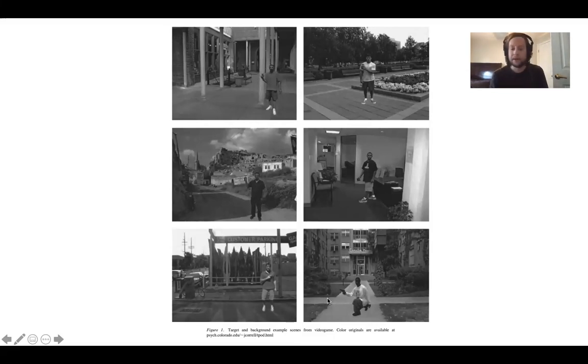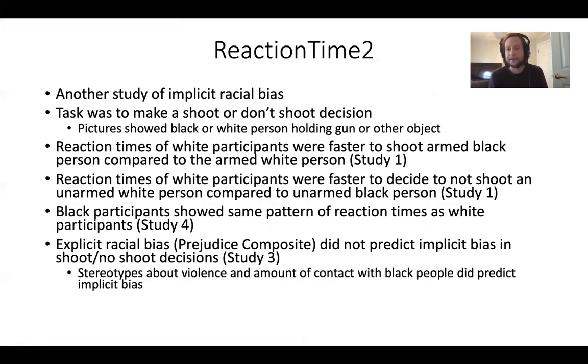And your job as a participant in this study was to make a decision whether to shoot or not shoot the individual on the screen. Obviously, if the person's holding a gun, you would make the decision to shoot. If the person is not holding the gun, then you make a decision to not shoot. The primary dependent variable in this study was reaction time, although in study 2, I think they are interested in error rates.